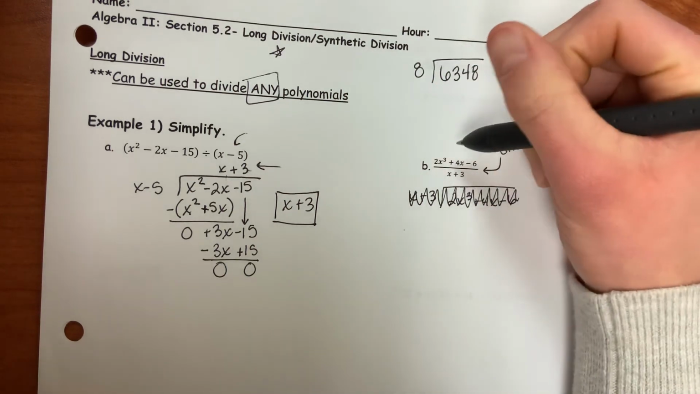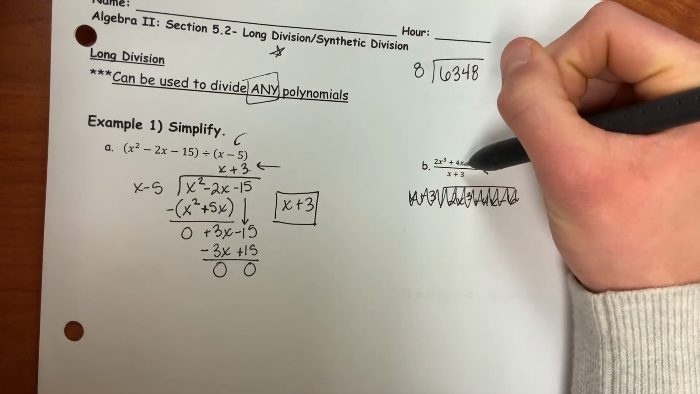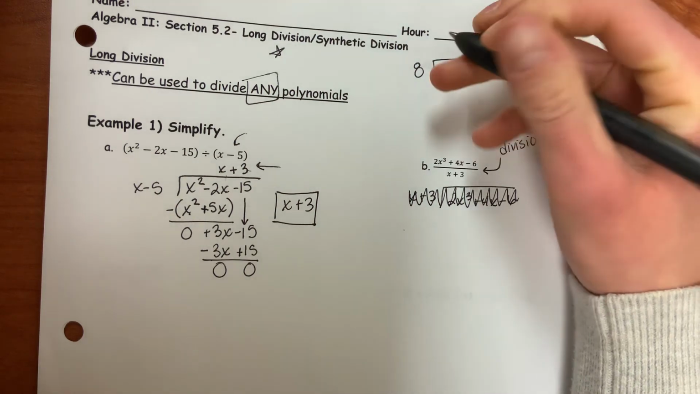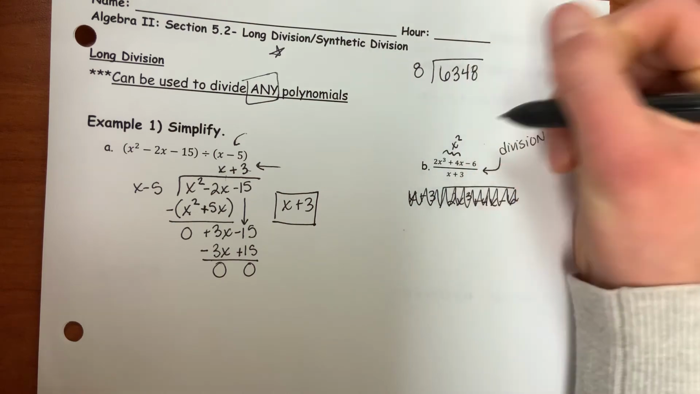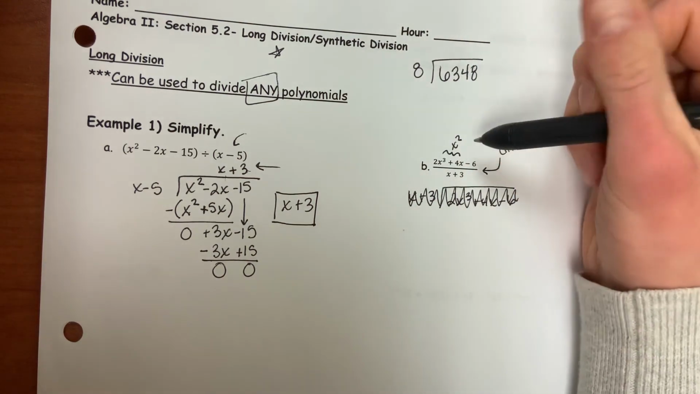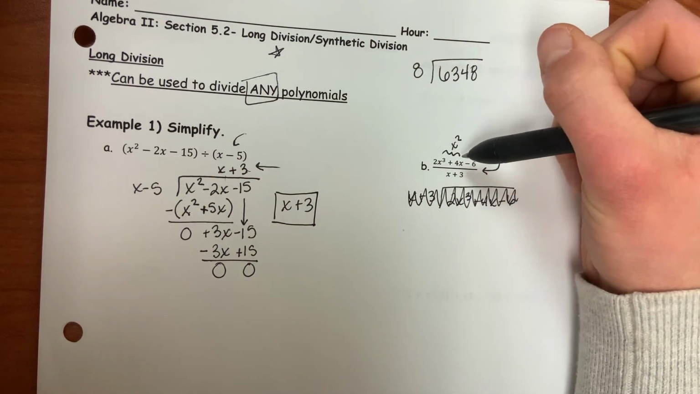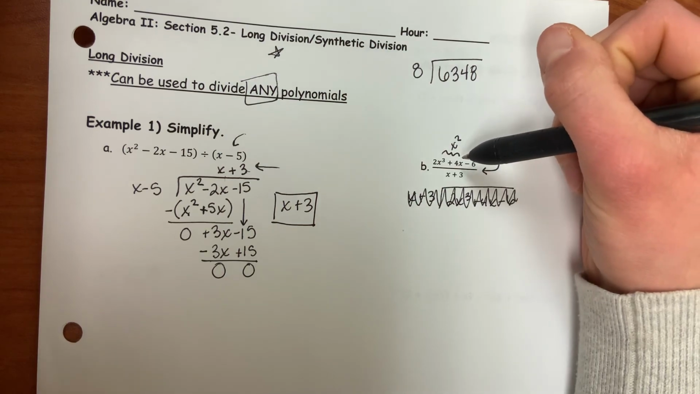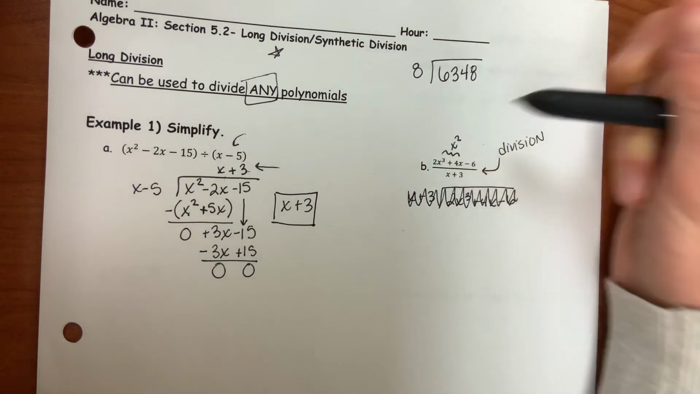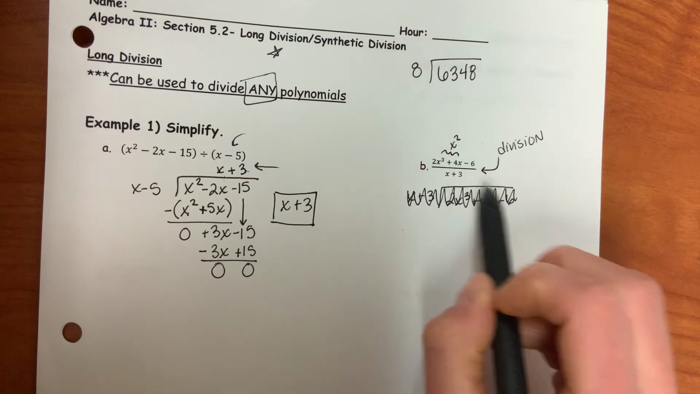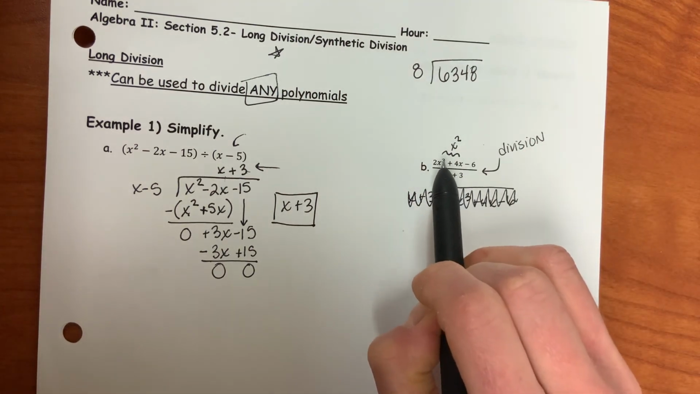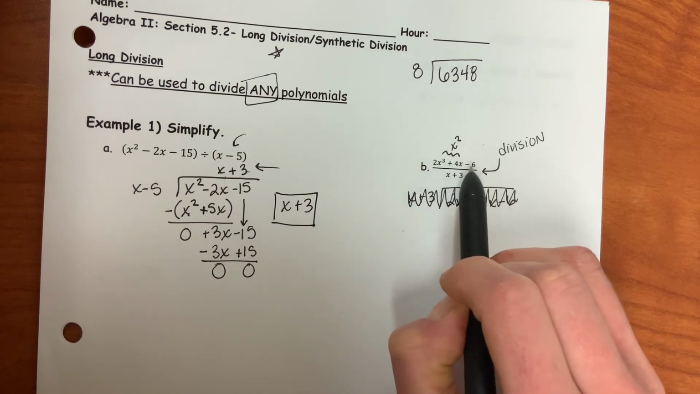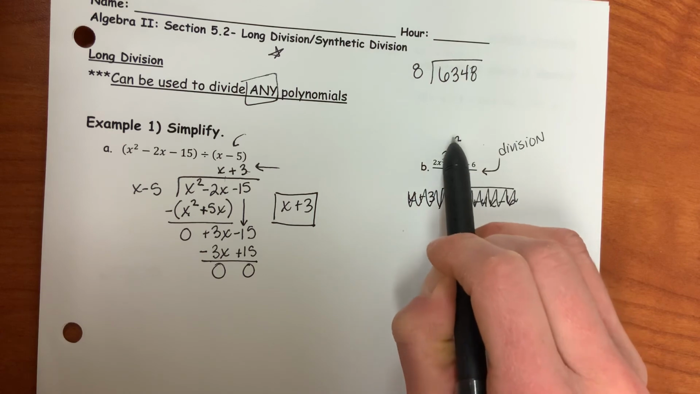Learning moment. Here I have 2x cubed plus 4x minus 6. Notice I skipped over an x squared. When that happens, you have to put in a placeholder, because when you set up your division problem, you need to account for every place value from your highest exponent all the way down to the constant. In this case, we are missing an x squared.